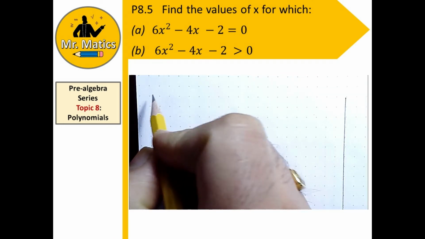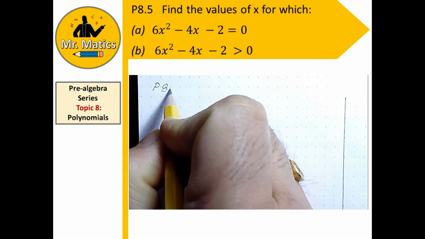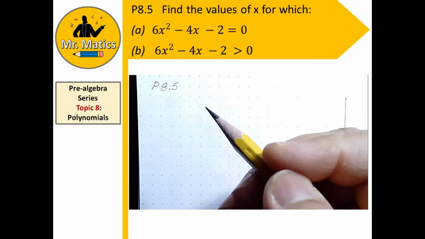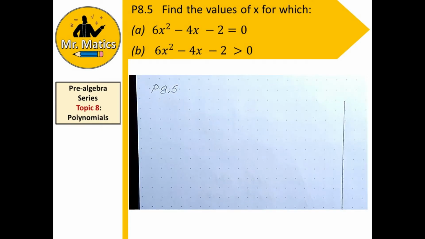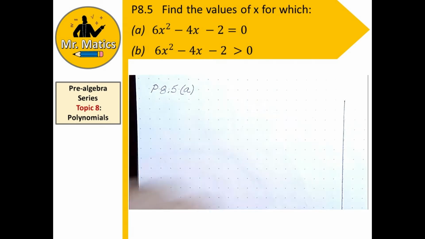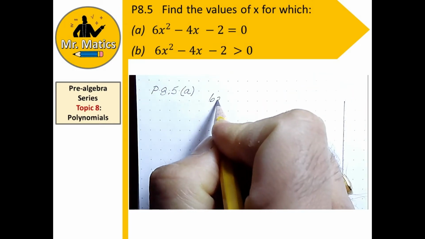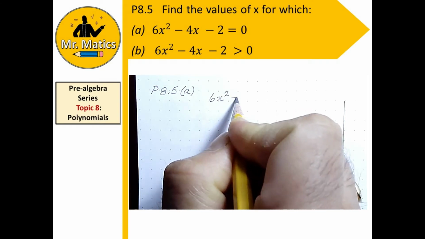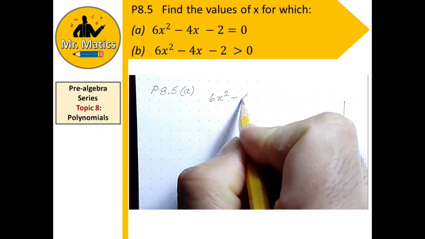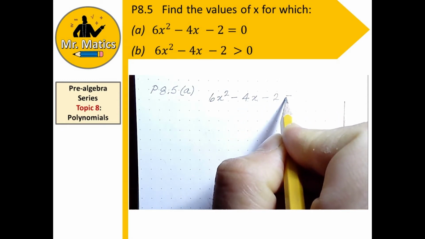Okay, so we start problem 8.5. There are two parts. We'll do both parts in the same video. 8.5a. So this is an expression 6x squared minus 4x minus 2 equals 0.